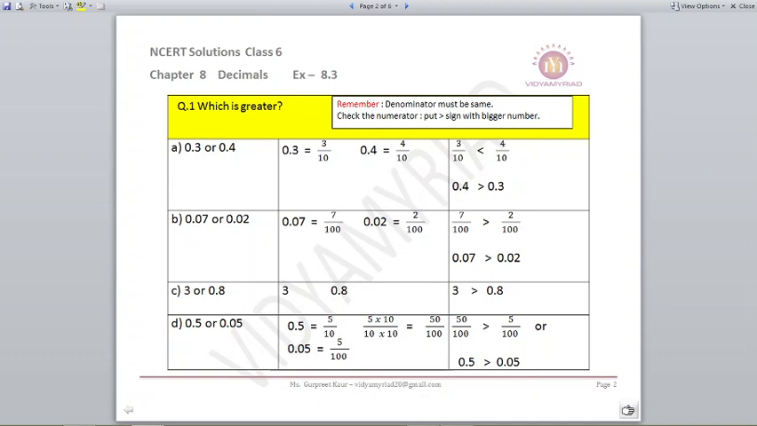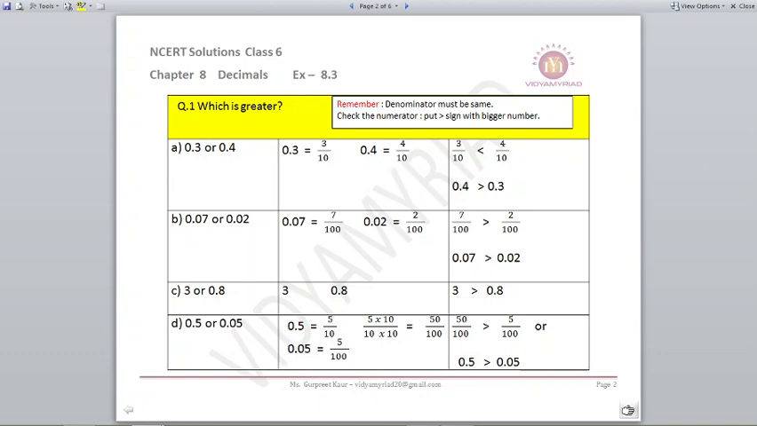Now here for example, A part, we have 0.3 or 0.4, which is greater of it. First let us convert it into fraction. It becomes 3 upon 10 and 4 upon 10. In both the cases denominators are same. Now which is bigger, 3 or 4? 4 is bigger. So I will write down 0.4 is greater than 0.3.